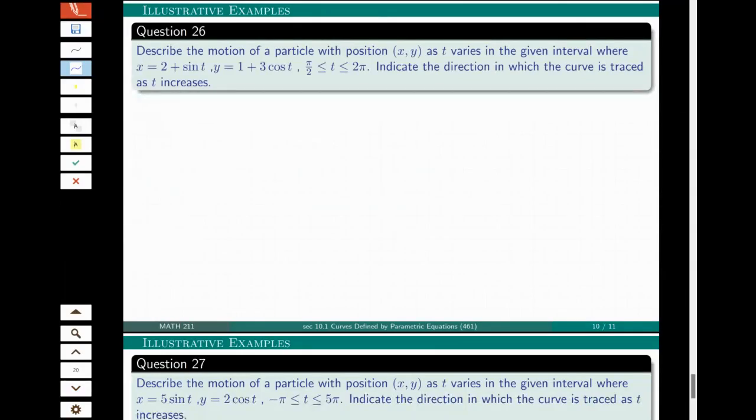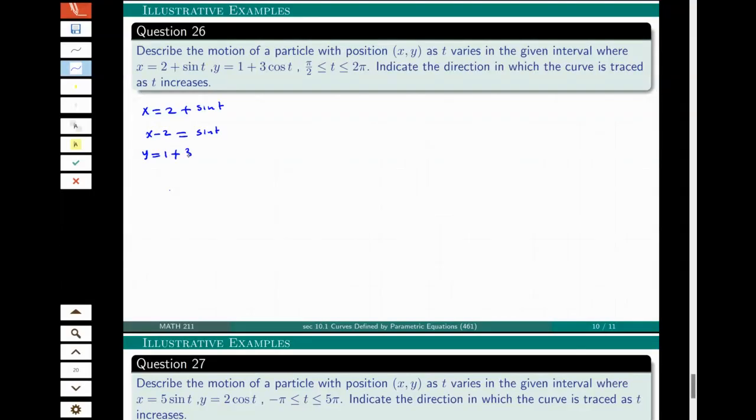Now here it is asking, sorry, to describe the motion of this particle from pi over 2 to 2 pi. So what we will do, we have x equal to 2 plus sine t. So we'll say x minus 2 is equal to sine t.